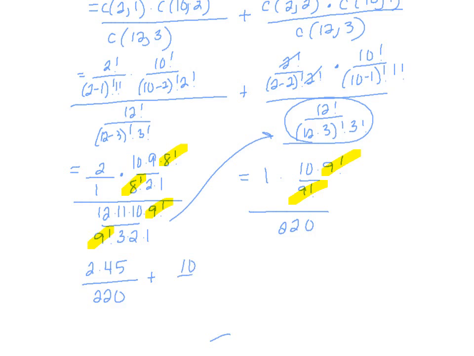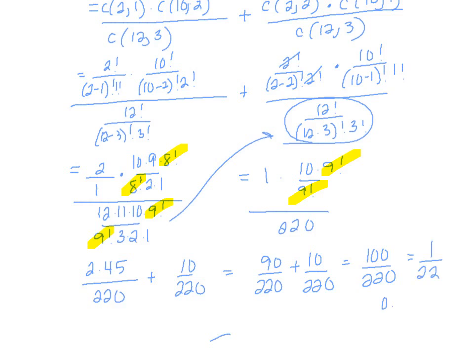So 10 over 220. And this is equal to, well, 2 times 45 is 90 over 220, plus 10 over 220, which is equivalent to 100 over 220. And if we reduce that down, we'll have 1 over 22. If we took 1 and divided it by 22, we'll get 0.4545. So there's a 45% chance that this particular container won't be shipped.